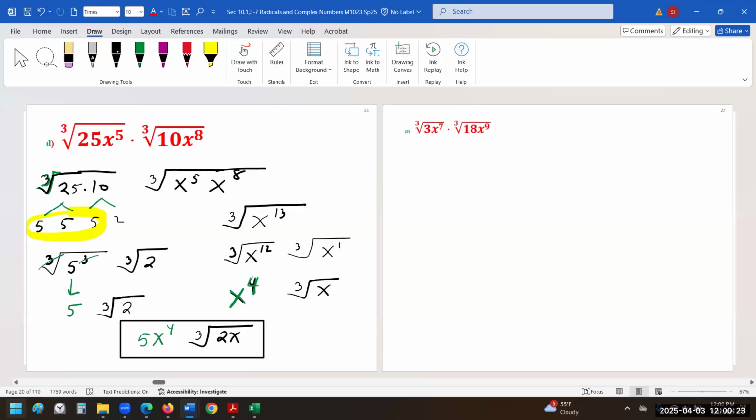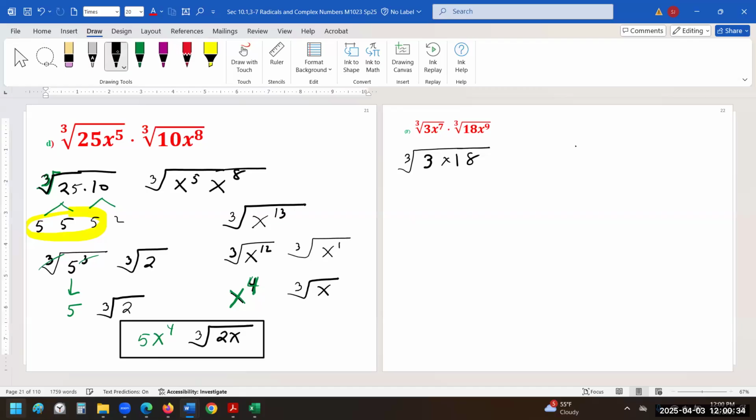One more, the same scenario. Tomorrow we are going to do different power instead of cube root. So we have 3 times 18, and then cube root of x to the 7 times x to the 9. Now, if you multiply 3 and 18, it will be miserable. So don't do that.